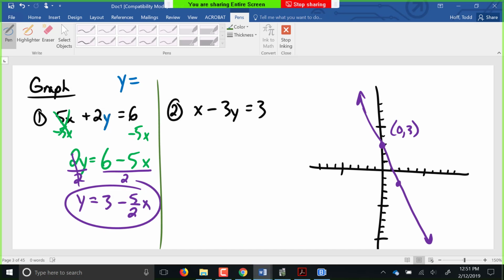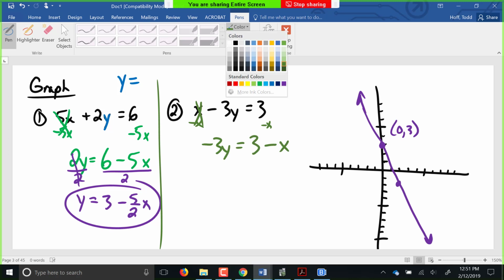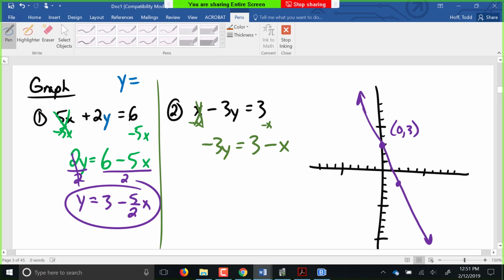Number 2, where do we start? We subtract the x from each side. Good, so it's gone there. This is a negative 3y that's left, equals 3 minus x. What's next? Divide by negative 3. And of course, we divide every piece. So the negative 3 divides out, we're left with y. What does the right side become? Perfect. Negative 1 plus 1 third x. 3 divided by negative 3 is negative 1. Negative 1 divided by negative 3 is a positive 1 third times x.